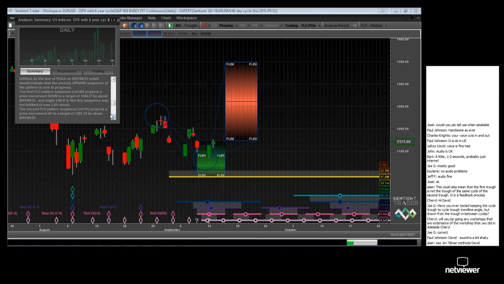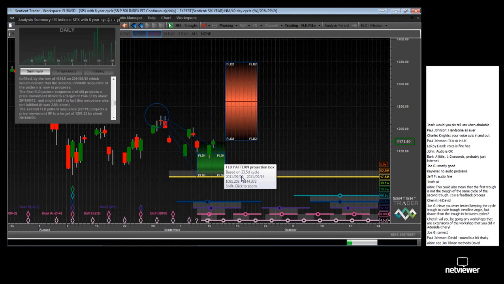If we scroll down, it says here, the current FLD pattern projection. It says price has risen over the past 2 bars in an otherwise downward price movement in a downward FLD pattern. It is possible that the first sequence of the FLD pattern has already been fulfilled. What did I say a moment ago? I said, well, possibly price has already finished this part of the pattern. That's what that means. By the low of 1134.5 on the 12th of September, which would indicate that the second upward sequence of the pattern is now in progress. That's exactly what I was saying a moment ago.